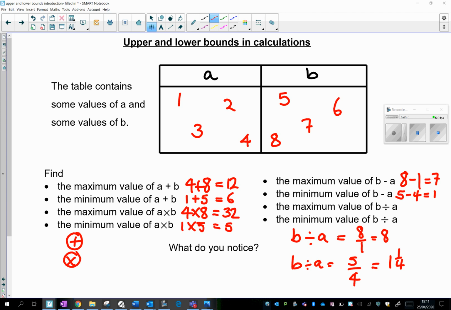So whereas for adding and multiplying, I just add or multiply the biggest numbers, I have to be careful when I'm subtracting or dividing. For the biggest, I do the biggest divided by the smallest, and the other way round to find the minimum value. Just bear that in mind for later on today.